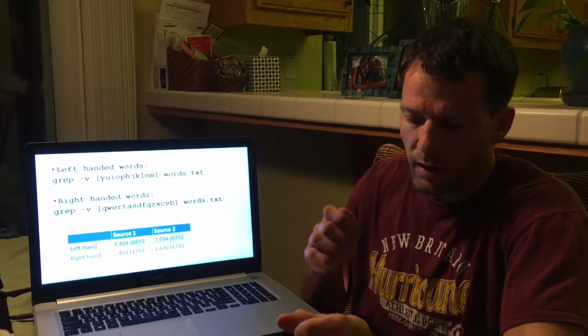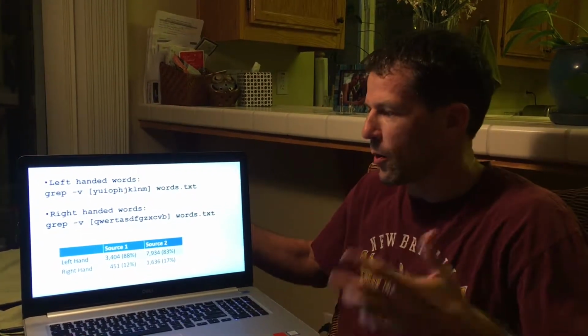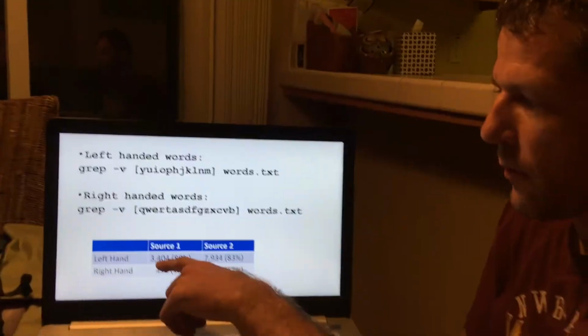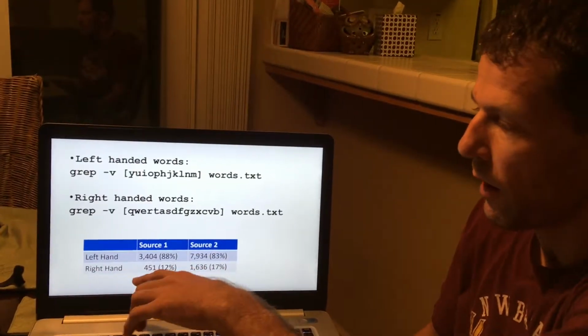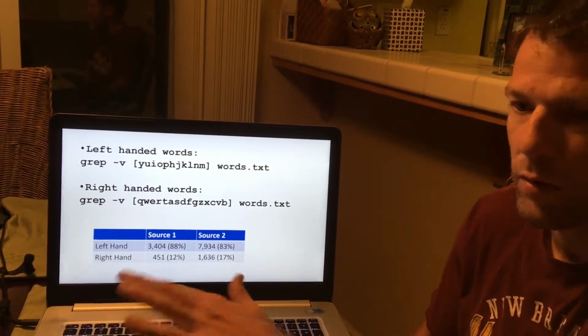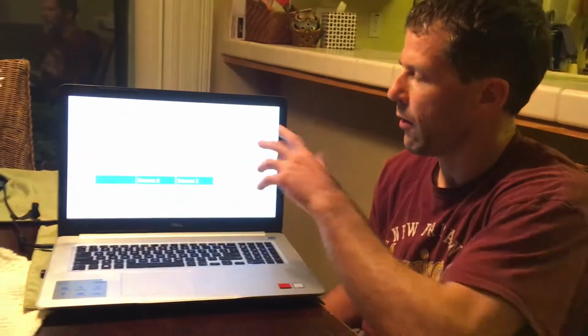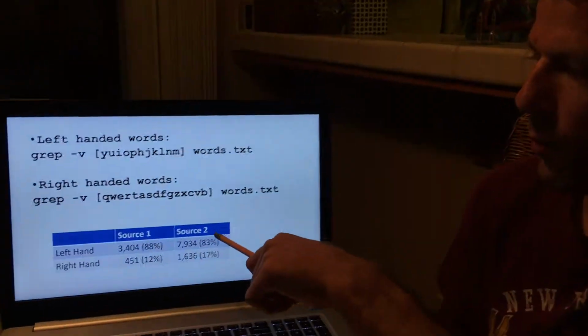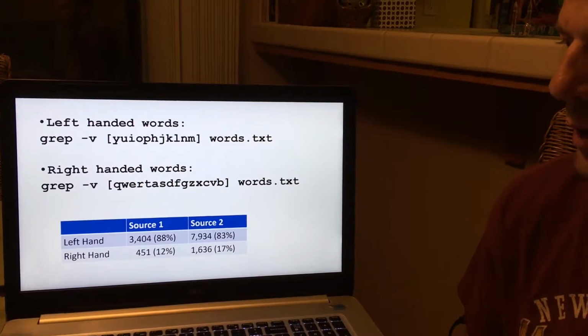But anyways, I looked through two sources. I had a dictionary from college, an electronic dictionary that listed words. We had to write a computer program that used synonyms to get from one word to another word. And so that was source one. So that had 3,400 words that you could type in with only your left hand, and 451 you could type in only with your right hand. And then today online I found another larger dictionary that had almost 8,000 words you could type in with your left hand and 1,600 words you can type in with your right hand.